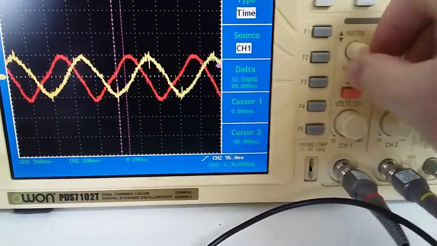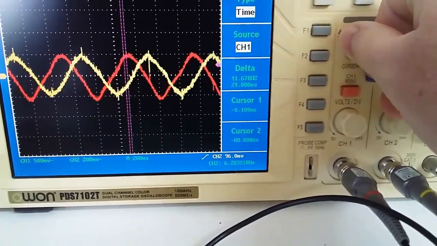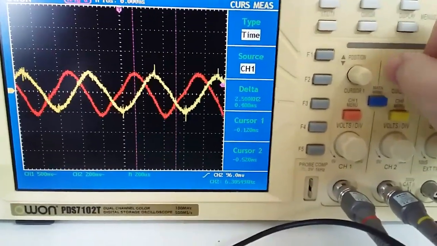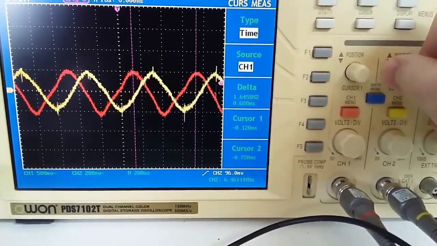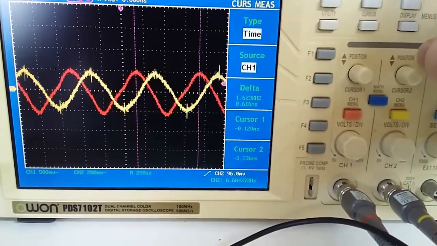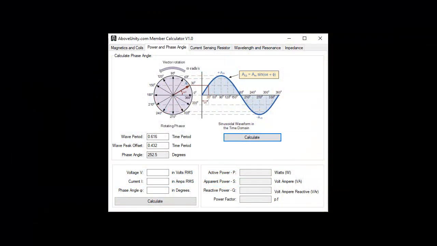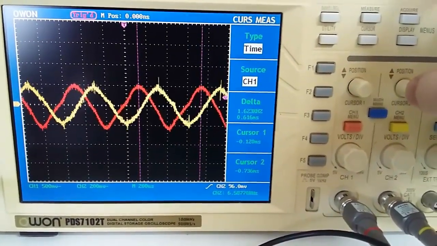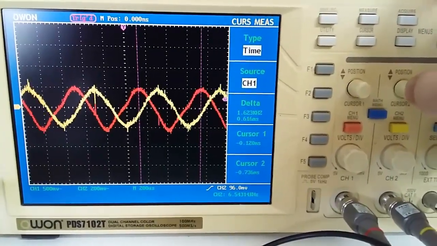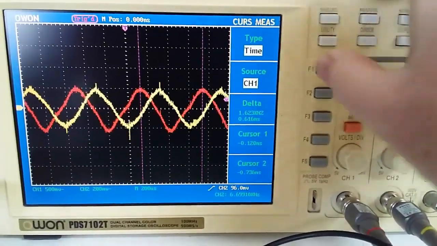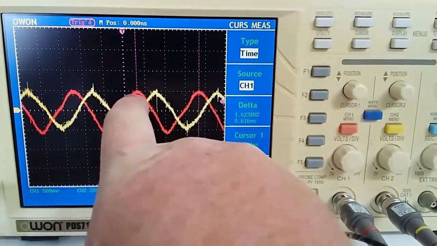Let's go. I just want to point out that this is the technique that I use for determining phase difference. Our little calculator in the above unity member calculator, if you do a search on our website, if you haven't seen it already, we've done a calculator. This is the method that's used to determine the difference in phase angle.